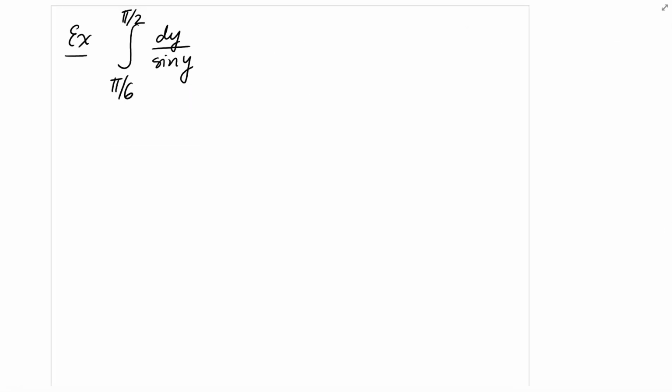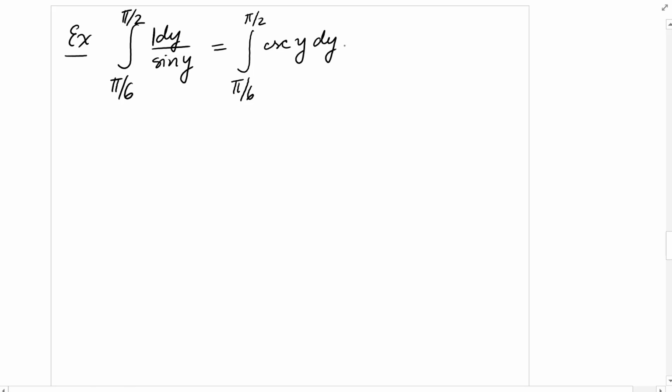Let's solve another problem. Integral from pi over 6 to pi over 2 of dy over sine of y. Now in this case, if we put 1 here, that's no problem, we get integral from pi over 6 to pi over 2 of cosecant of y dy. Now this type of problem, where we have cosecant of y or secant y or x, this is what we do. Let's put the dy all the way here and multiply by cotangent of y plus cosecant y over cotangent y plus cosecant y.